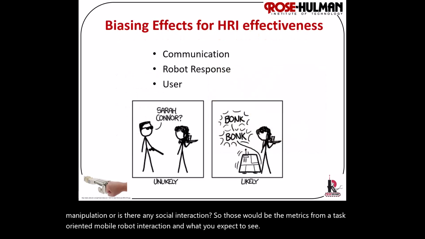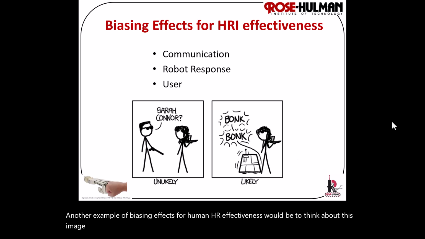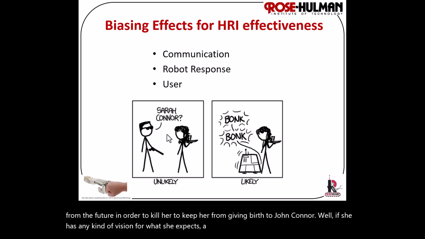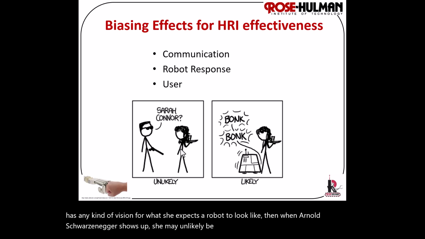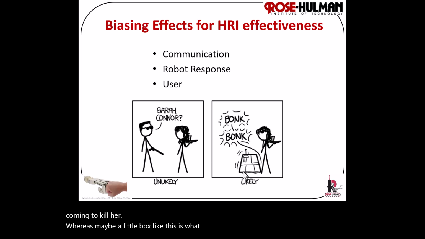Another example of biasing effects for human-robot interaction effectiveness would be to think about this image from The Terminator, where Sarah Connor has been told that a robot is coming back from the future in order to kill her, to keep her from giving birth to John Connor. If she has any kind of vision for what she expects a robot to look like, then when Arnold Schwarzenegger shows up, she may be unlikely to recognize him as the robot coming to kill her, whereas maybe a little box like this is what she is more likely to expect a robot to look like. And so she may see that as a danger.